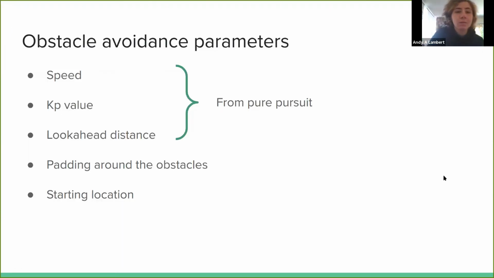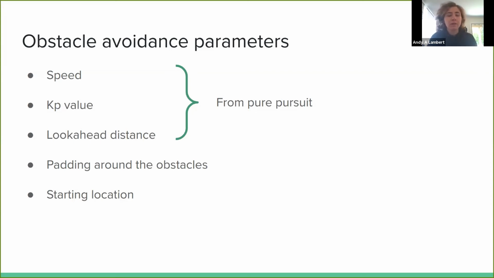With respect to the obstacle avoidance, we had many similar parameters that we needed to tune because we built it off the same sort of pure pursuit model. So we needed to pick the maximum speed we could get the car to go. We need some KP values that would successfully allow us to navigate the obstacles correctly and follow its original path smoothly. And we had to set the look ahead distance as well. So these were parameters that we needed to tune many, many times incrementally. But there were some other ones as well.